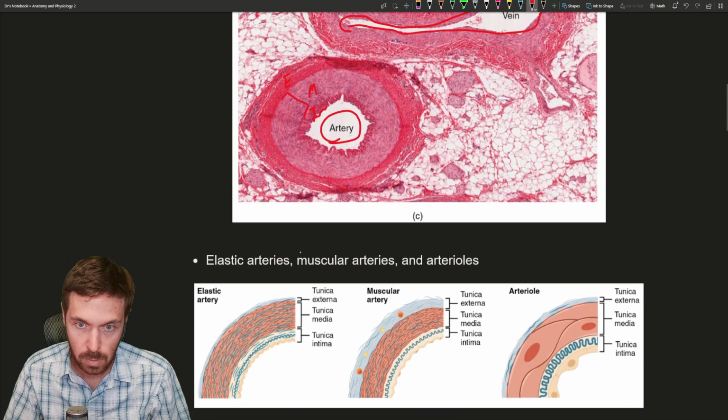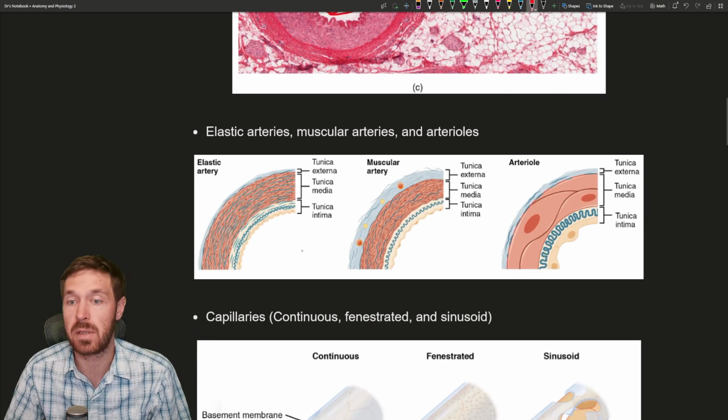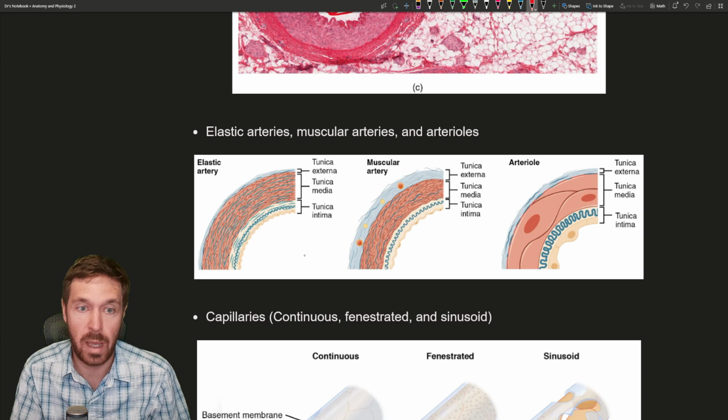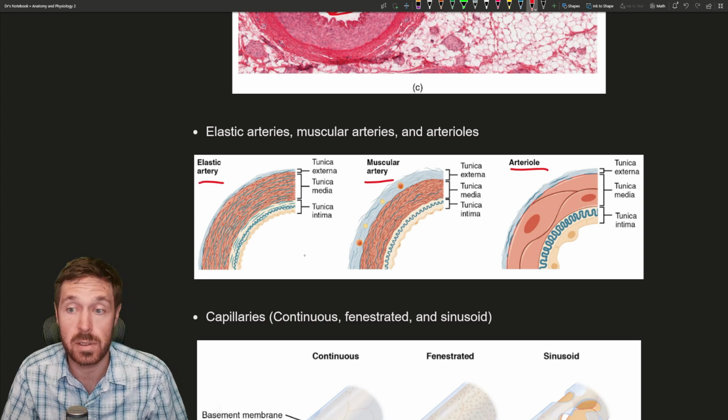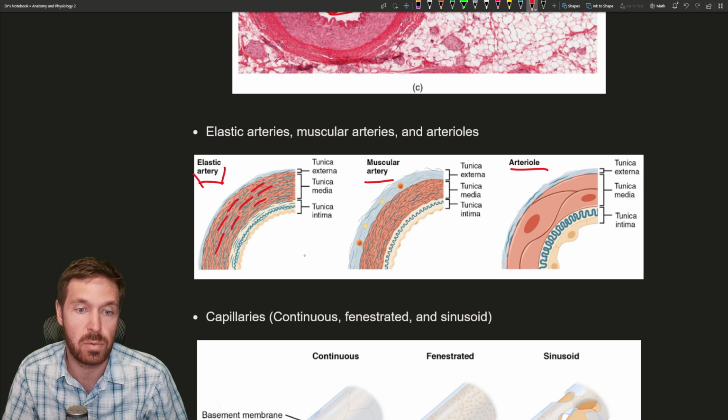Now, arteries themselves come in three types. We have elastic arteries, muscular arteries, and then smaller ones called arterioles. So the elastic arteries get their name because of having elastic connective tissue. So this is dense elastic connective tissue within the smooth muscle right here. And that allows for stretch and recoil of these elastic arteries.